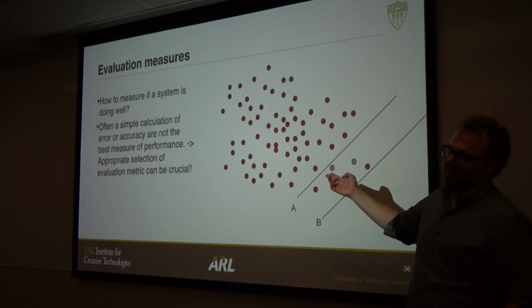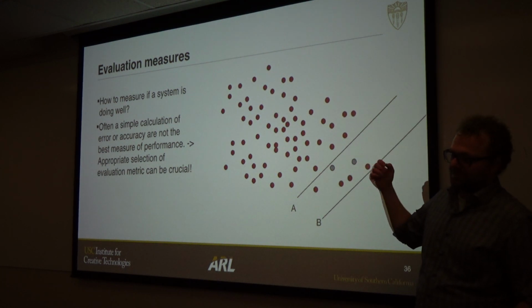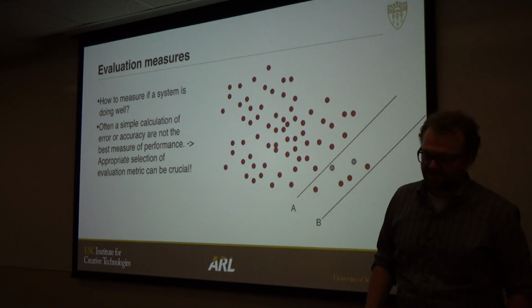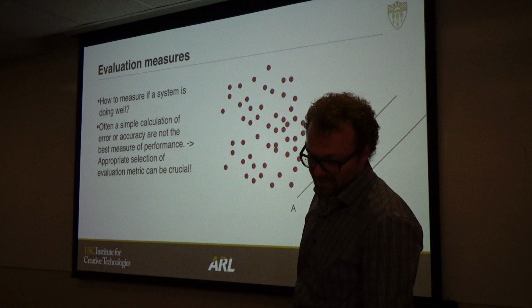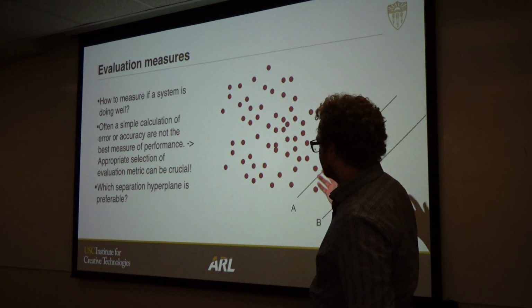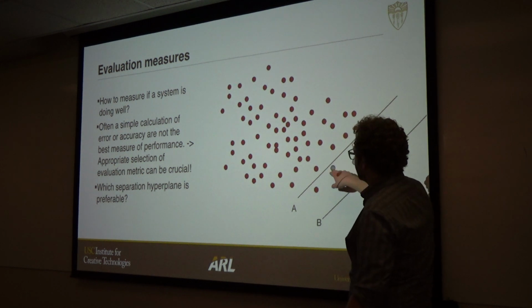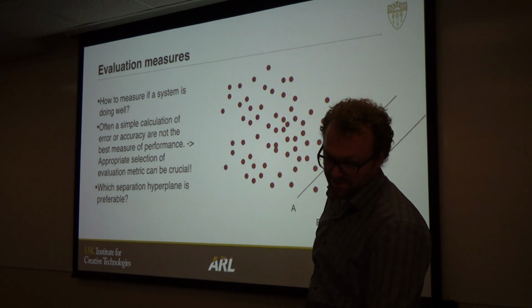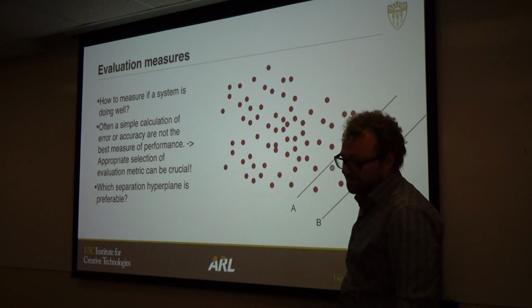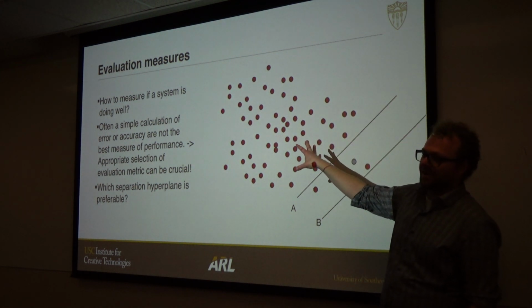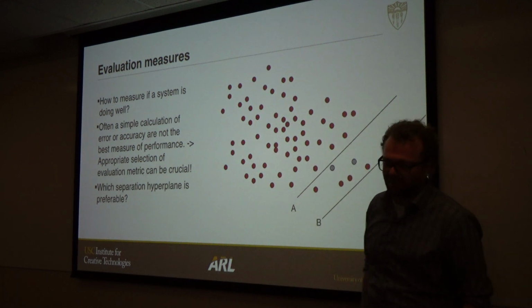So accuracy or empirical error are not always good. They don't work, for example, on very skewed data sets. Okay? So which one is preferable? Well, in this case, none is really preferable, but A at least learns a little bit that there's something going on. So we are going to discuss measures that are not as susceptible to this kind of problem.